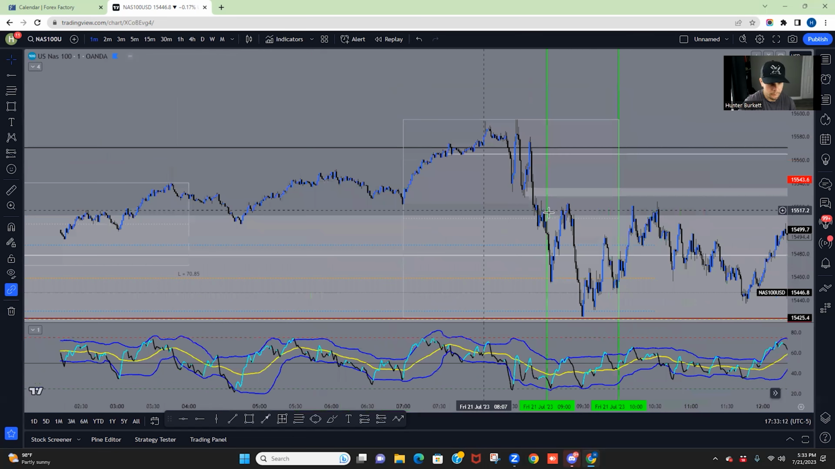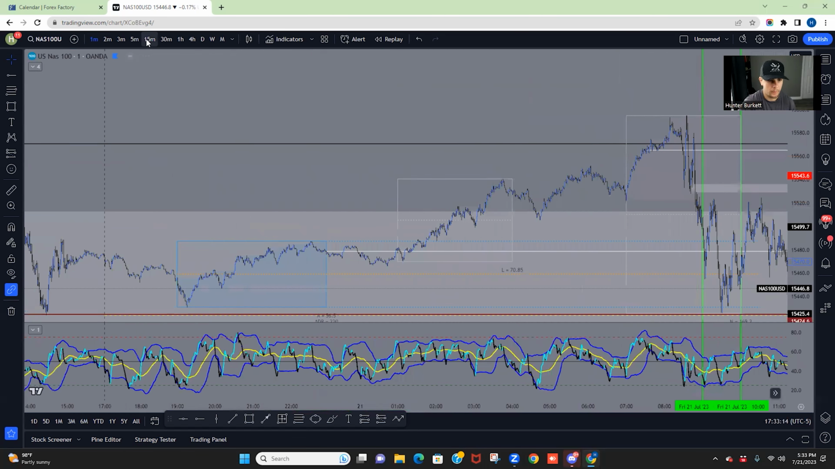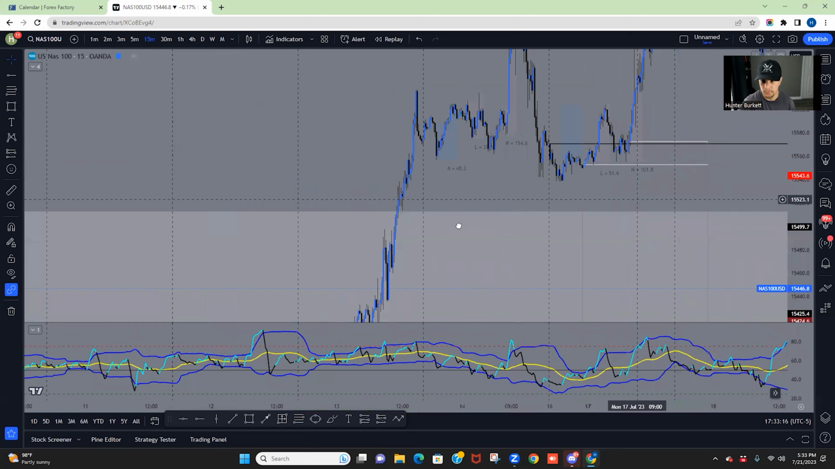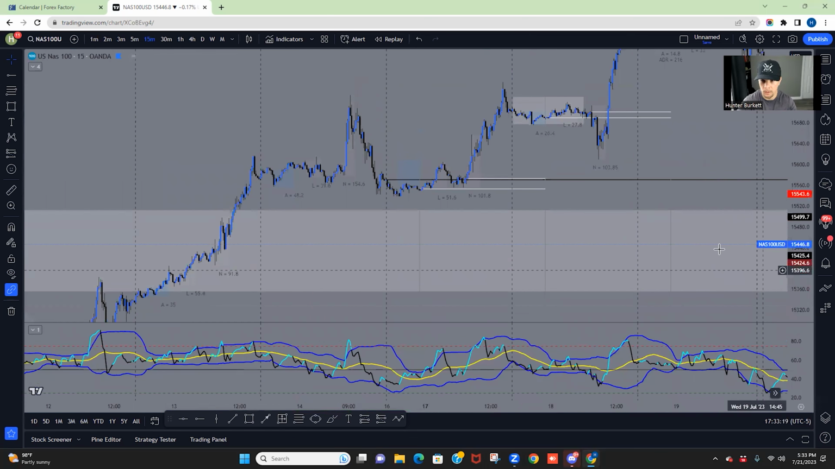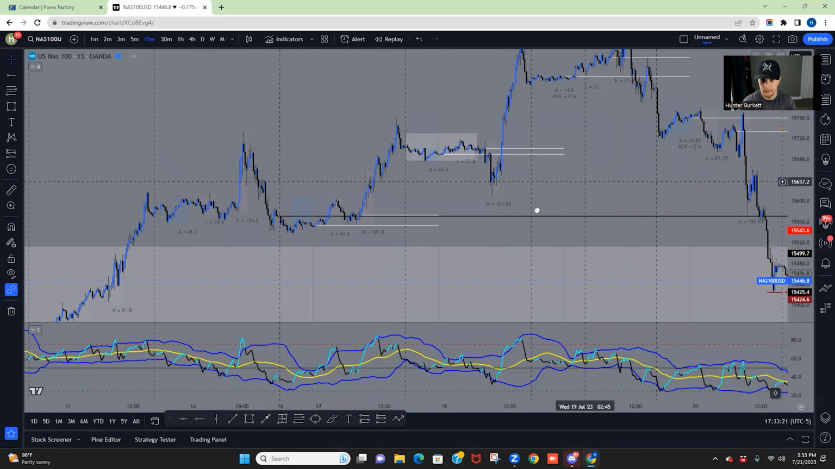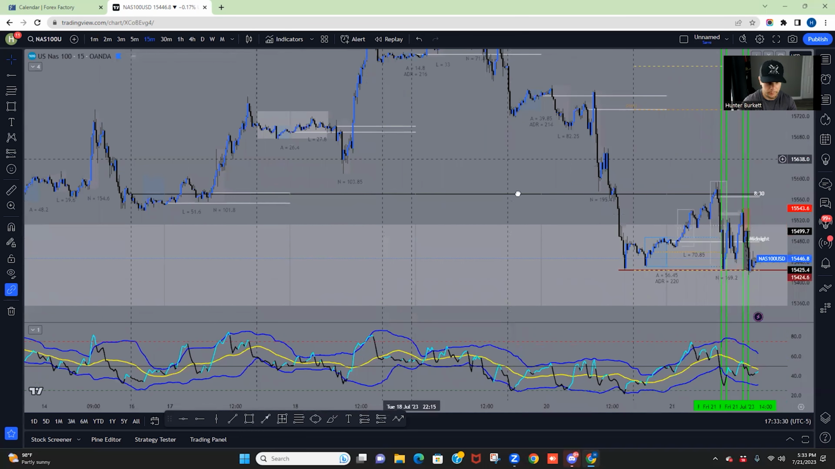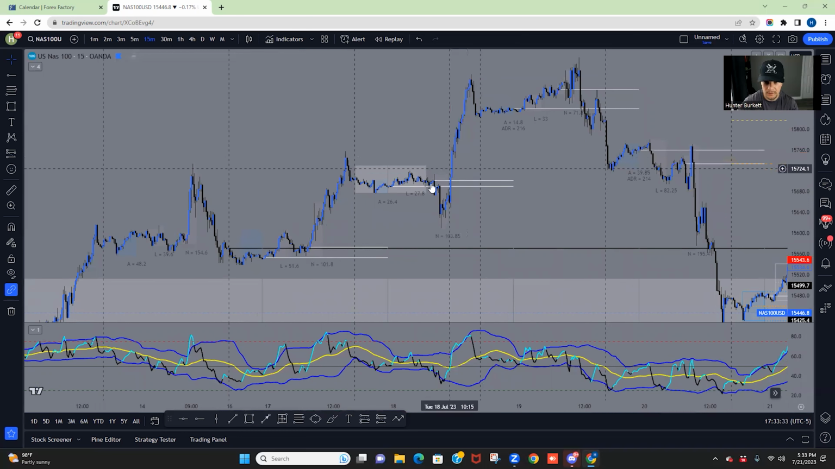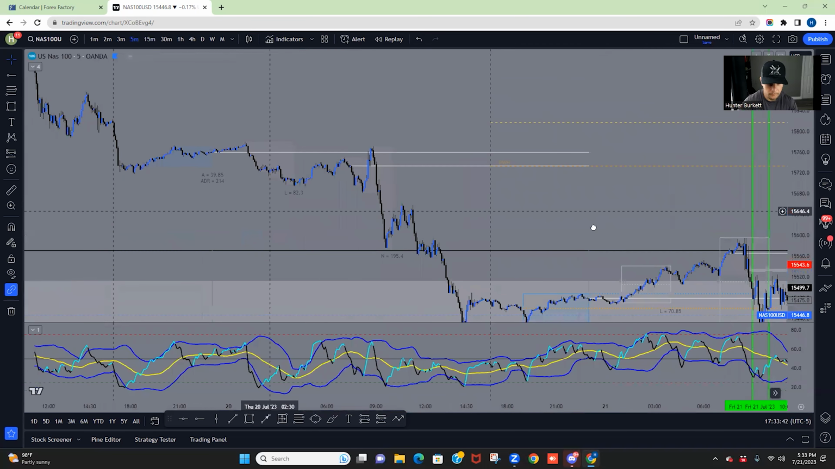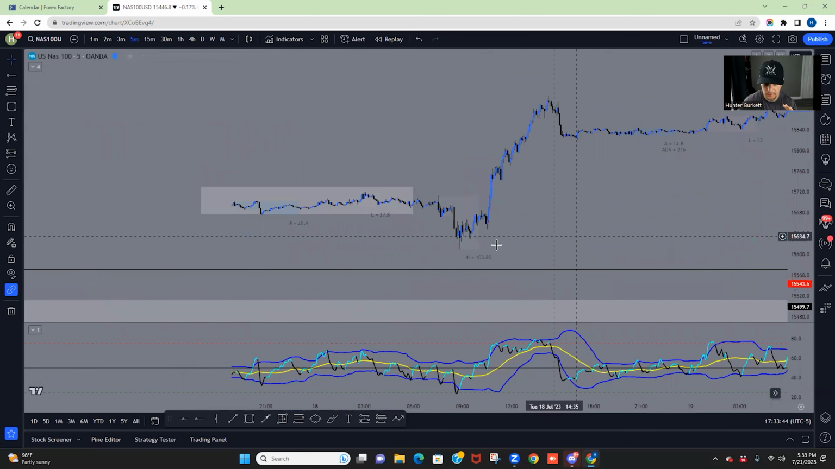So let's look at one more example, especially for this week. I want to do this example here. We were clearly heading towards what? We were manipulating up for the week, and then we end up displacing back to the opening price. So this right here is a power of three trade: accumulation, manipulation, distribution. Let's look at it. We'll go to the 5 minute on the 18th. We understood our direction, right?